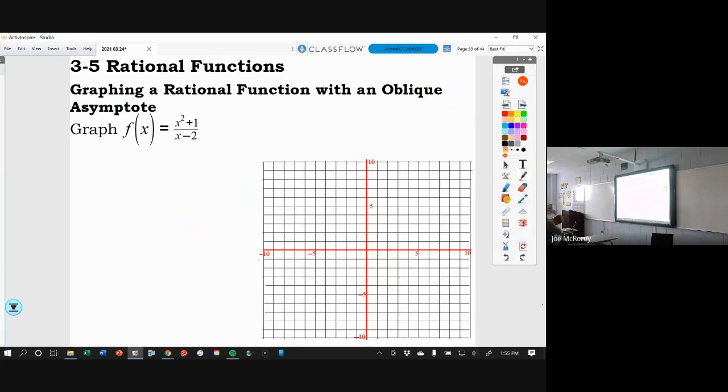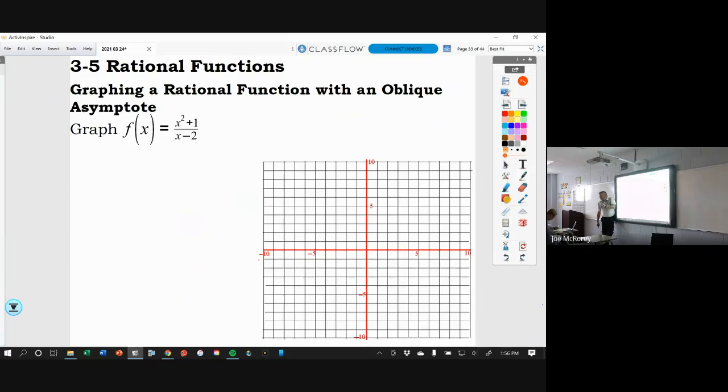Graphing a rational function with an oblique asymptote. Does this have a horizontal asymptote? No, it does not. When the top is bigger than the bottom, there is no horizontal asymptote. There's only a horizontal asymptote if the degrees are the same or if the bottom is bigger. Because the top is bigger, there's no horizontal.